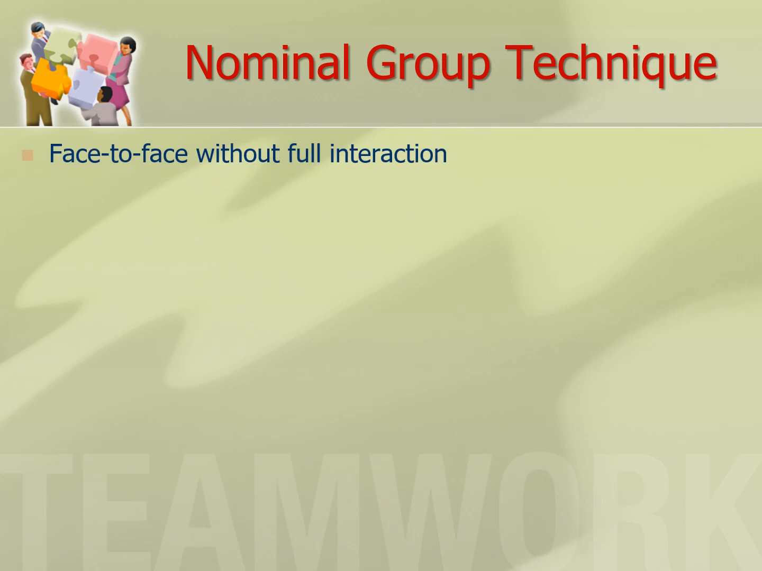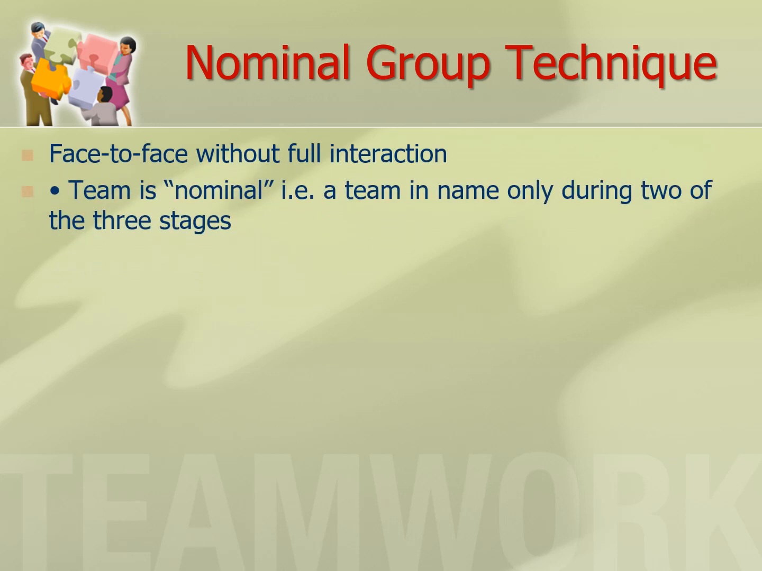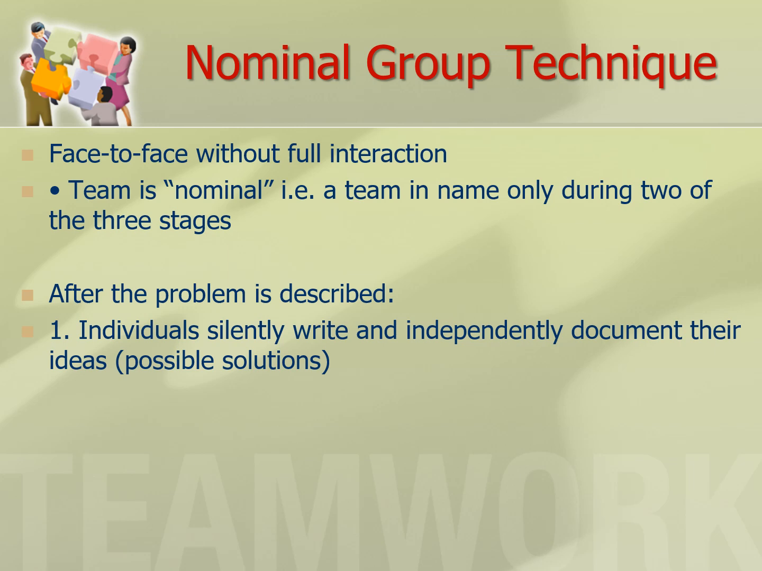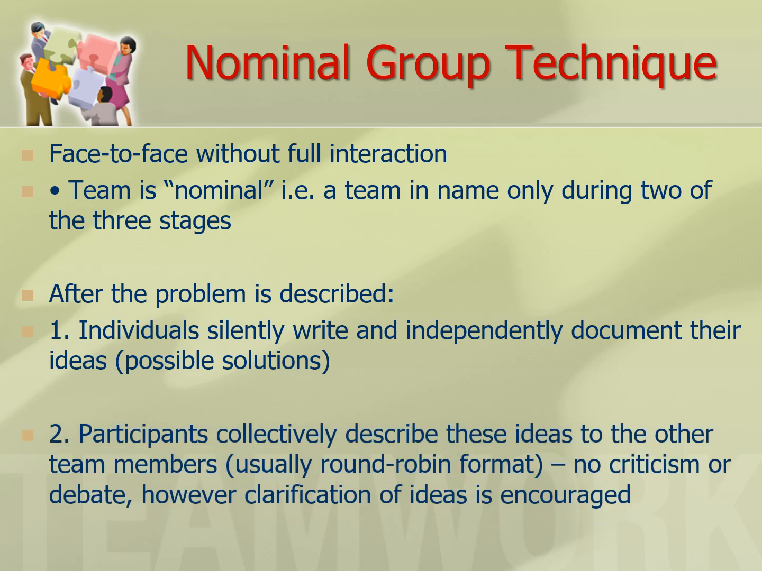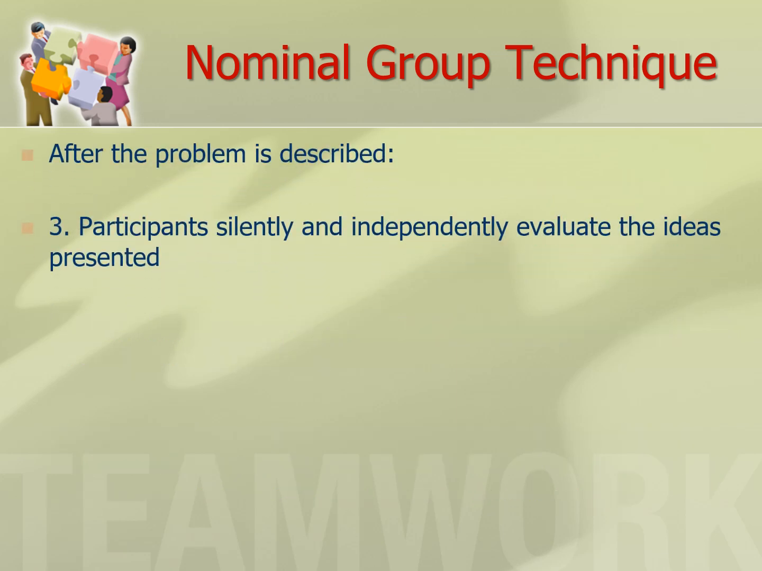It is face-to-face without full interaction. The team is nominal, that is, a team in name only during 2 of the 3 stages. After the problem is described, individuals silently write and independently document their ideas with possible solutions. Then the participants collectively describe these ideas to the other team members, usually in a round-robin format, with no criticism or debate. However, sometimes clarification of ideas is encouraged. Afterward, participants silently and independently evaluate the ideas presented.